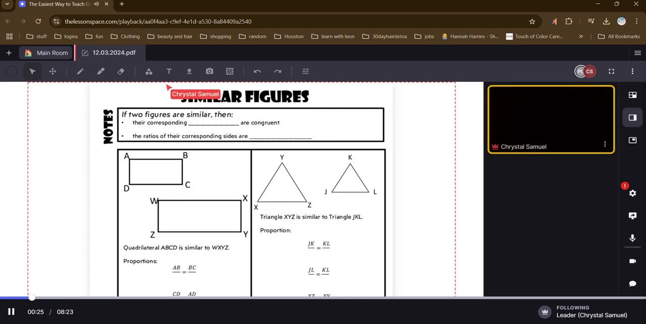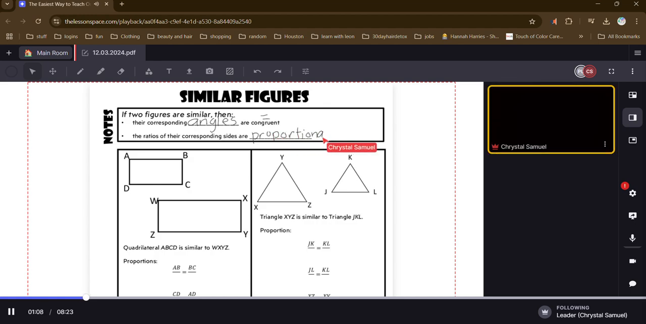So, yesterday we started the unit with similar figures. In your notes, you would have already seen that the angles are congruent and that their sides are proportional. So, your first set of notes will say if the two figures are similar, then their corresponding angles are congruent, meaning they are equal. They're the same. Now, the ratios of their corresponding sides are proportional.